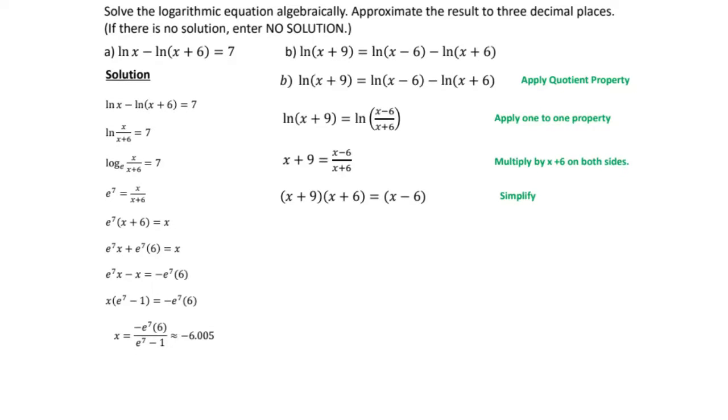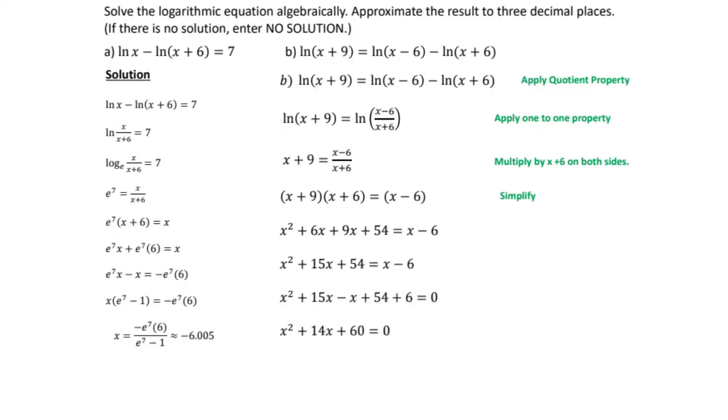So again, we do the same thing. We multiply both sides by x plus 6. Go ahead and do the FOIL. Move all the terms to one side, combine our like terms. And we do that, we get x squared plus 14x plus 60.